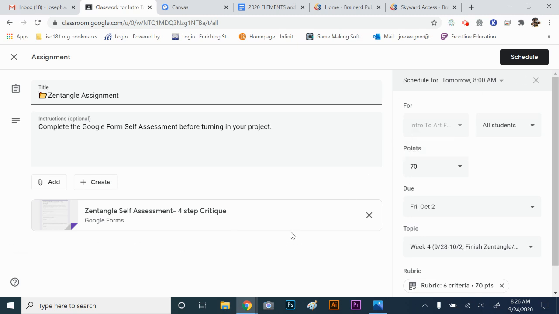But the big thing is when you turn in an artwork, you also need to fill out this self-assessment. And here's the 4-step critique model. One of these Google Forms will always be attached to any major project assignment. So if you see the Google form here, you need to fill it in. Basically the project is worth 70 points. 50 points is the actual project itself, and then this writing is 20 points. So this is something you do want to take seriously, okay?